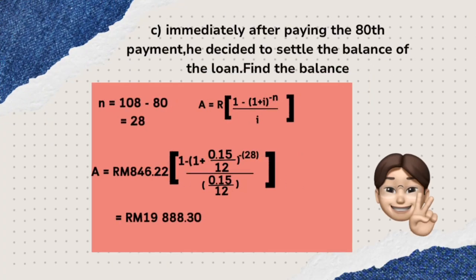C. Immediately after paying the 80th payment, he decided to settle the balance of the loan. Find the balance. In order to find the balance, we use the formula A equals R[1 minus (1 plus i) to the power of negative n] per i. First we need to find the n. So n equals 108 minus 80, n equals 28. We substitute all the numbers that we have listed before and now, so we get the answer A equals RM19,888 and 30 cents.